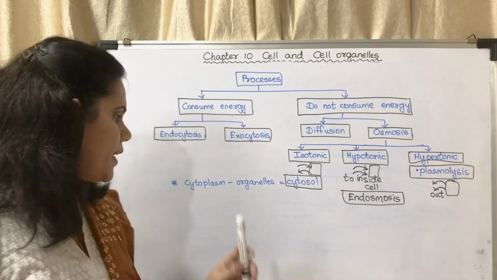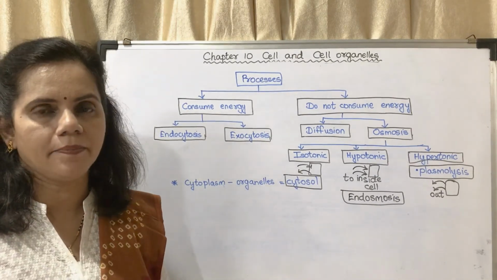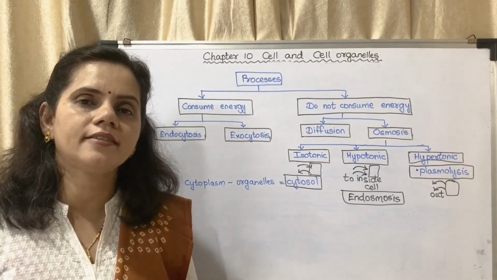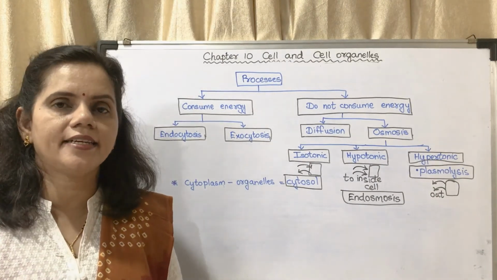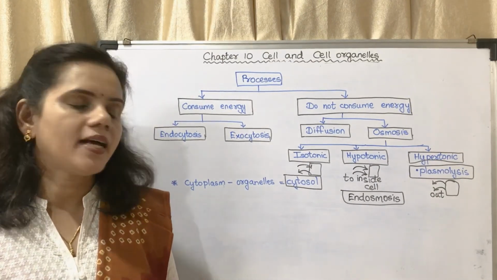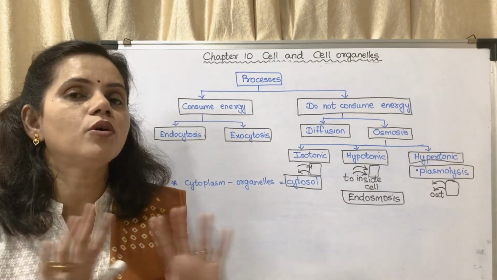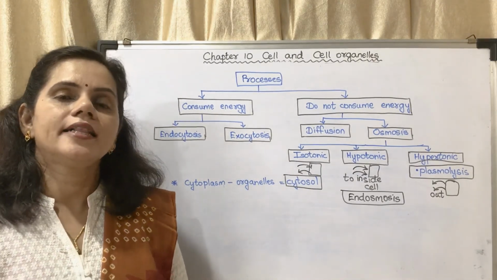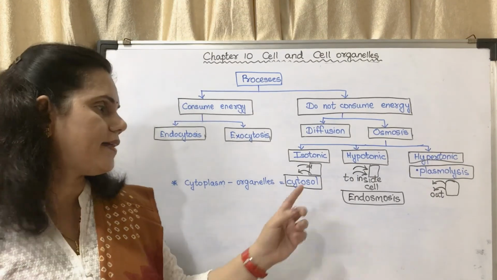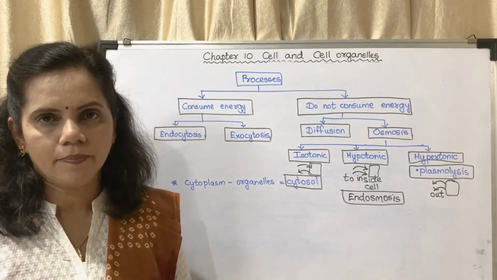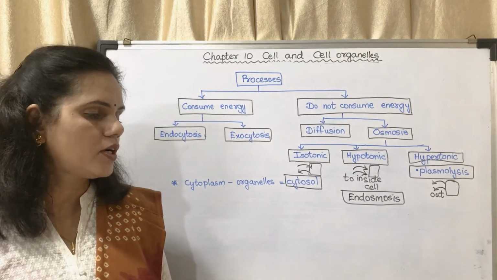Now we may move on to the next topic, that is cytoplasm. Cytoplasm is the fluid gel matrix which is present inside the cell. Cytoplasm minus organelles: if you remove all the organelles, then the fluid which is remaining is said to be cytosol.